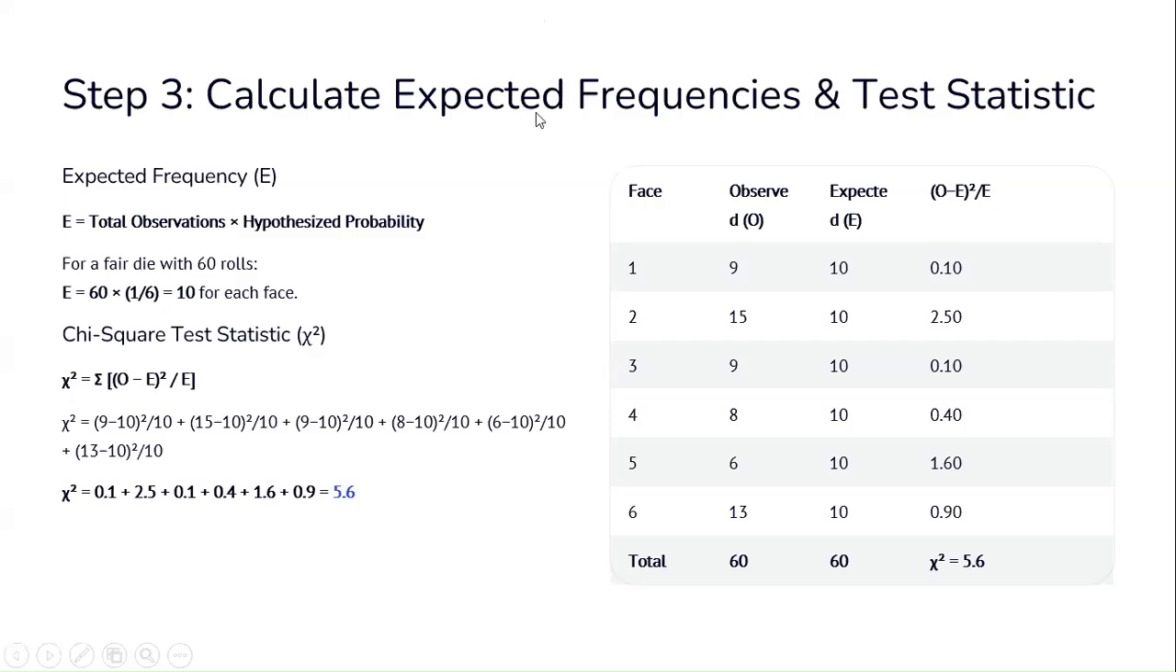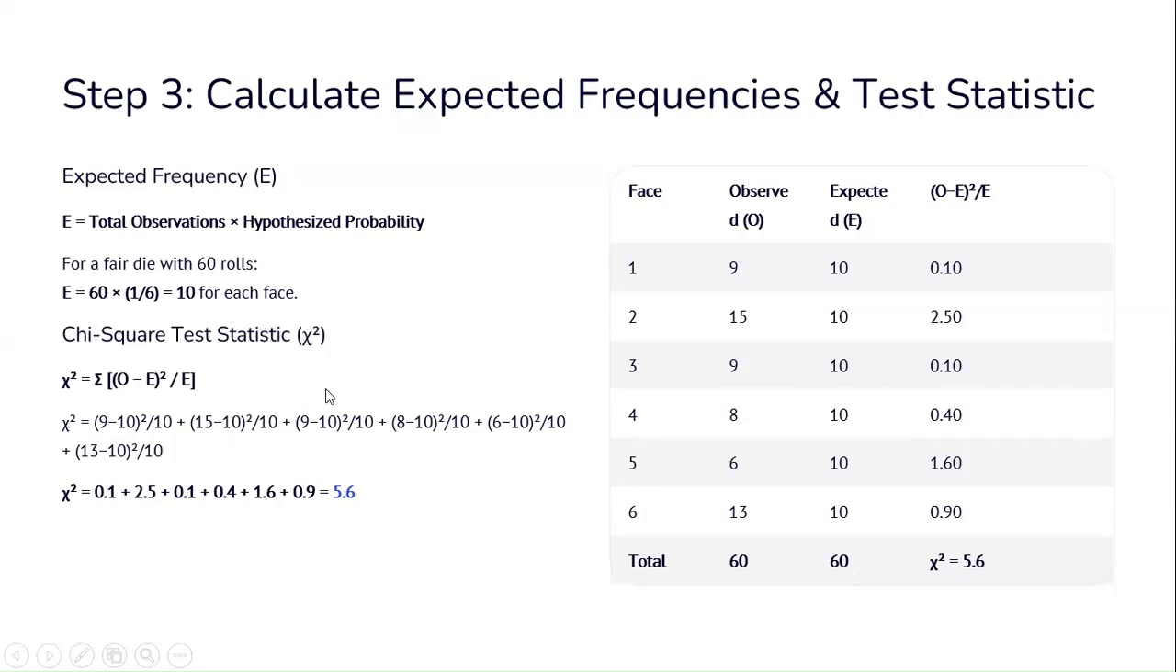Now we'll calculate the expected frequencies and test statistic. The expected frequency formula is E equals total observations multiplied by the probability. So here, for a fair die with 60 rolls, 60 times 1/6, so 10 for each face. These are the observed frequencies. The total turns out to be 60, and the expected frequencies are 10, 10, 10 for each face. Again, the total turns out to be 60.